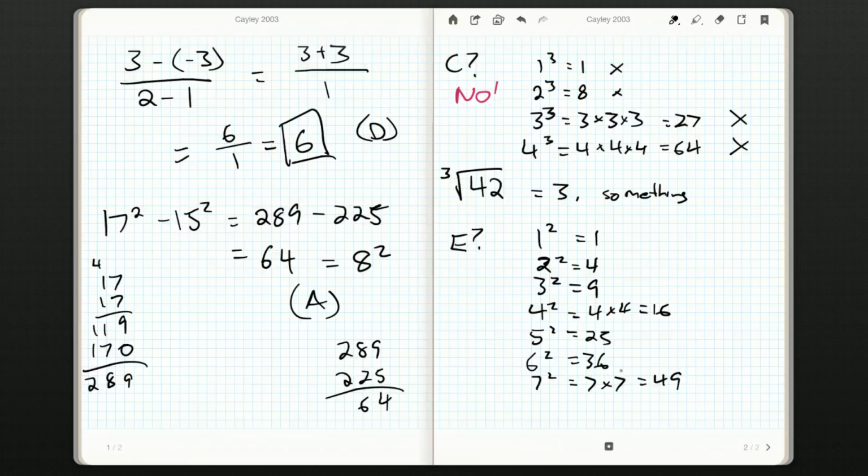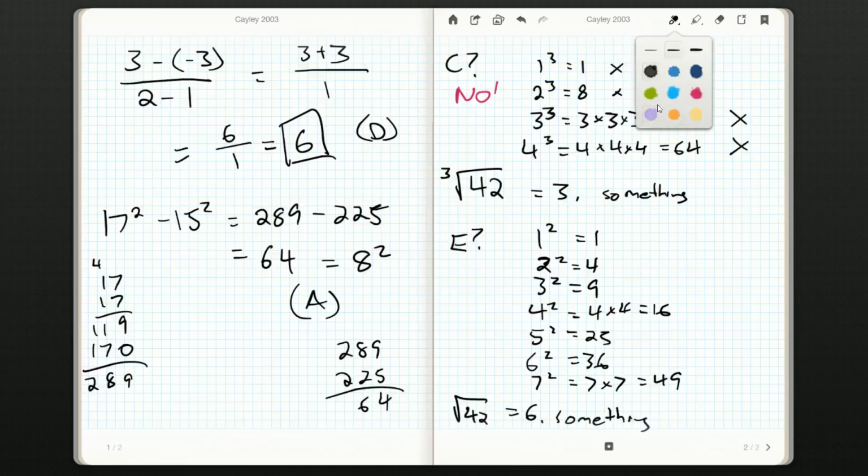And 42 isn't any of these. It should be somewhere in here. So the square root of 42 should look like 6 point something. But a perfect square has to have a square root that's an integer. So I know E is also not my answer.